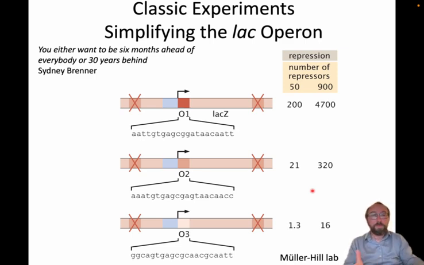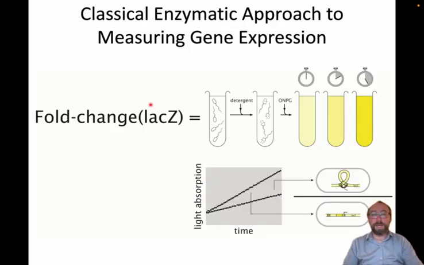Okay, so how do you measure this repression or this fold change in gene expression? Well, the way Müller-Hill did it is by looking at the enzyme that can catalyze lactose, and instead of giving lactose to the cells, he gave them a substrate that, when cleaved, becomes yellow. So then you can measure the rate of yellow production in cells that don't have the repressor, so they will make yellow at a higher rate, and in cells that have the repressor, so they will make yellow at a lower rate, and then you take the ratio of those two rates.